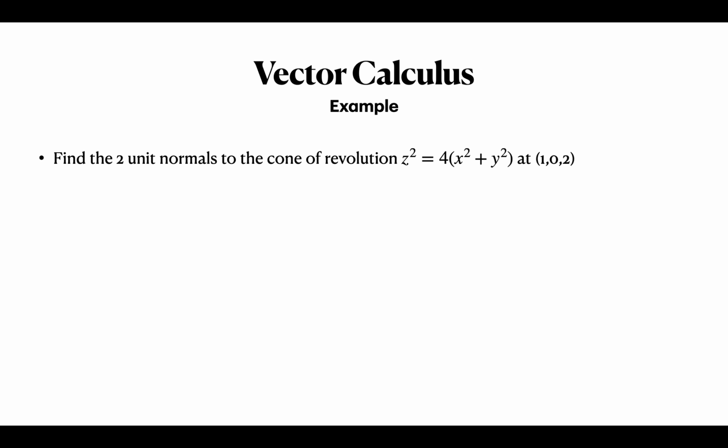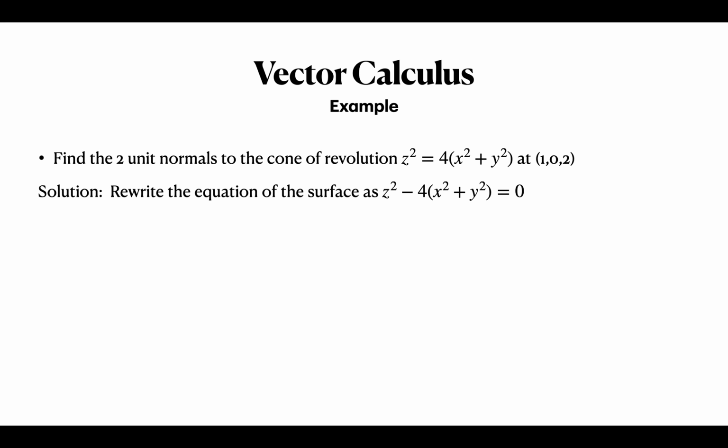Okay, that's it. So what you have to remember now is that if I want to get a normal to a surface, I must get the gradient of the equation of the surface. So I rewrite the equation of the surface exactly in the form that I need. I need all the x's and y's and z's on one side, and all the constants on the other. And in this case, the constant is equal to 0. So I bring the 4x squared plus y squared over to the other side, and I'm left with z squared minus 4x squared plus y squared is equal to 0.